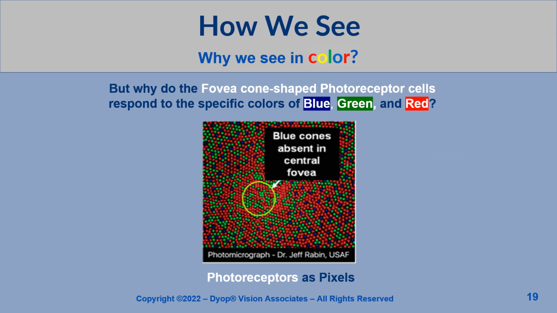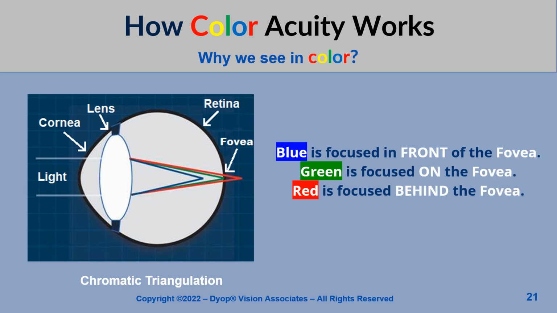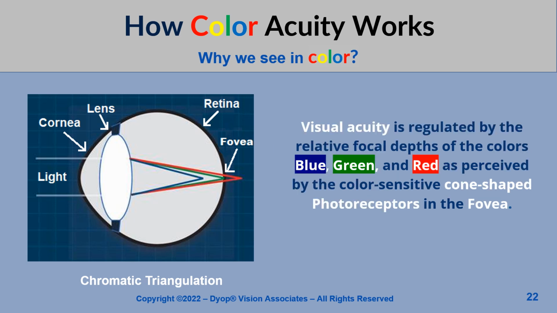But why do the fovea cone-shaped photoreceptor cells respond to the specific colors of blue, green, and red? As light passes through the lens, each color of light has a different focal depth in relation to the retina. Blue is focused in front of the fovea, green is focused on the fovea, red is focused behind the fovea.